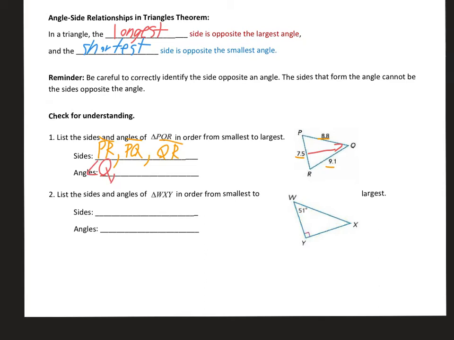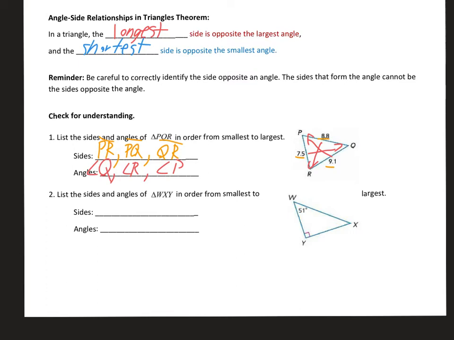The medium angle is going to be opposite PQ. That's going to be angle R. And the biggest angle is going to be opposite our QR, or P. Notice, folks, that we have an angle, and then opposite to it are the other two points of the triangle. This is always going to be the case.